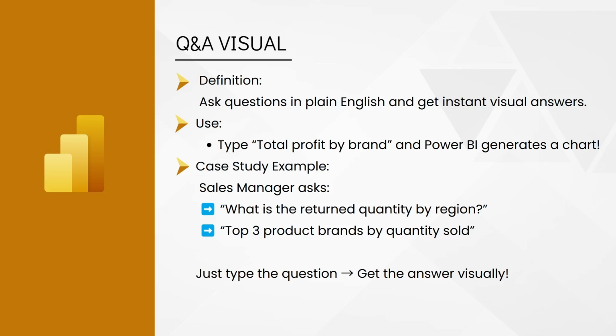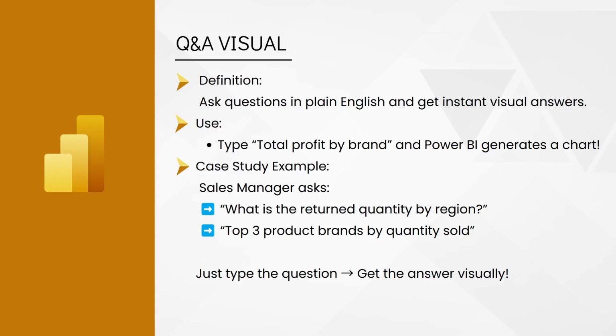Q&A allows users to ask questions in natural language and get answers instantly in the form of visuals. This lets users type questions like total profit by brand and instantly get a chart, just like talking to your data. Business users don't need to understand visuals or filters. They just ask a question in English and get insights in seconds. In our case study, let's say a sales manager might want to quickly check what is the return quantity by region or what are the top 3 product brands by quantity sold. They don't need to touch the visuals. We empower them to explore using plain English.